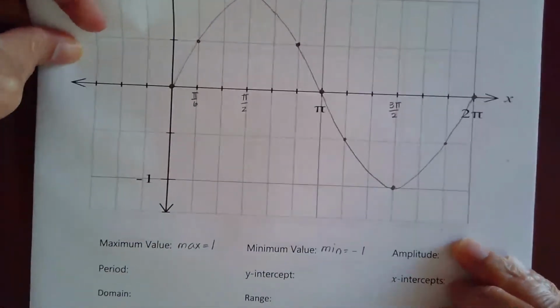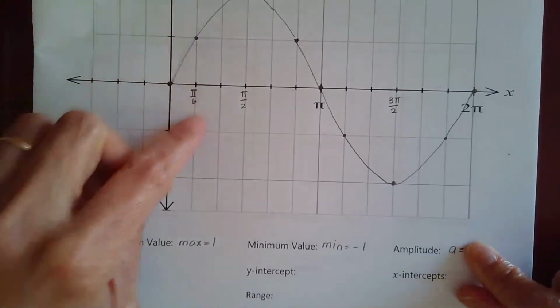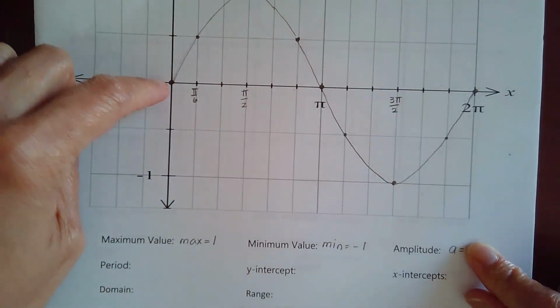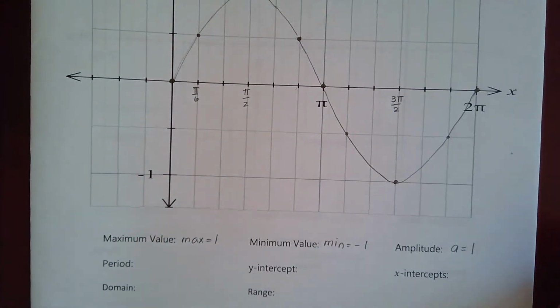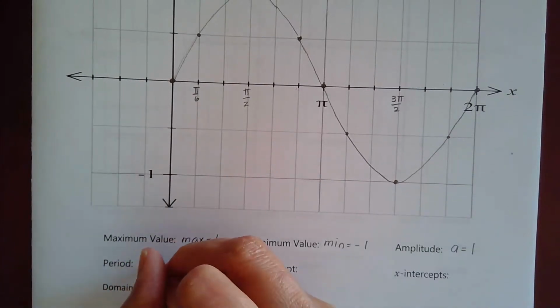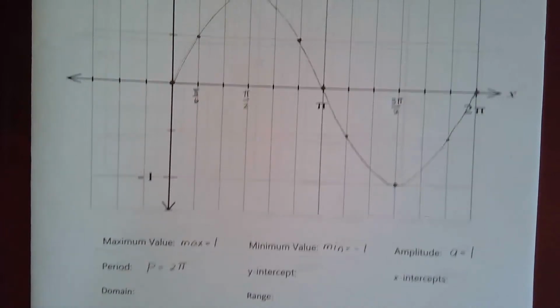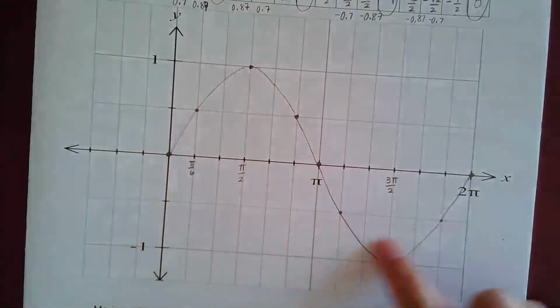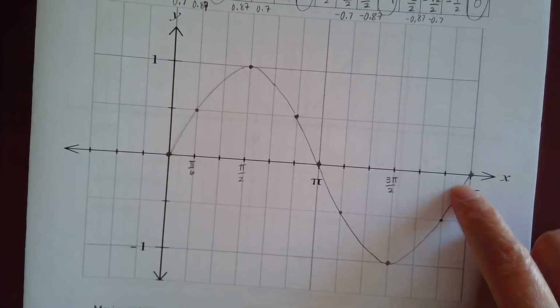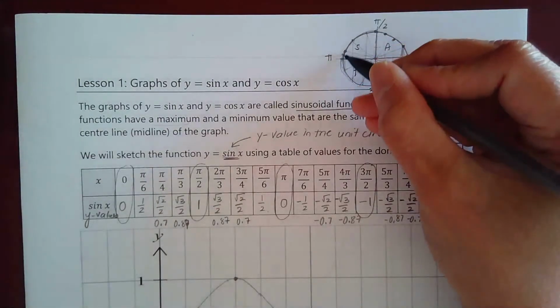Okay, so amplitude, we talked about that. We defined what amplitude is. So amplitude is from the middle line to the maximum or middle line to the minimum. Period. What's the period? How long does it take for it to repeat itself? Now this cycle repeats itself every 2 pi. So period is equal to 2 pi.